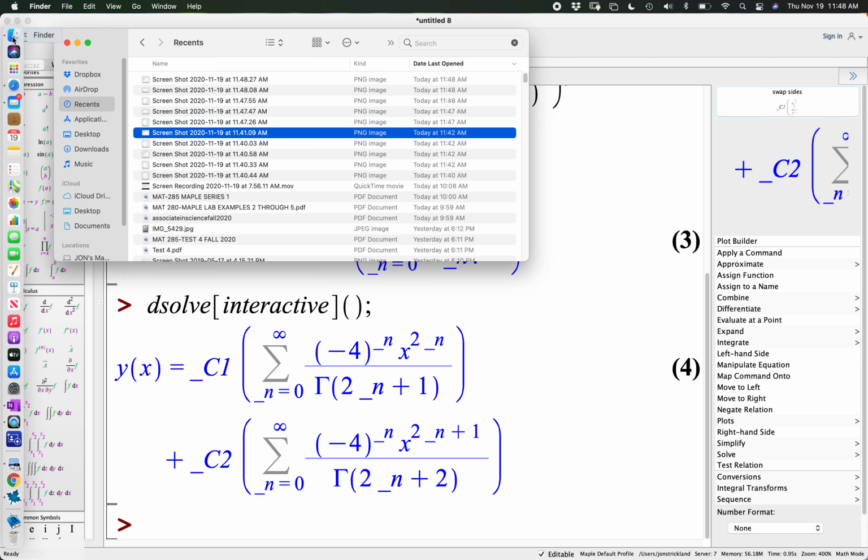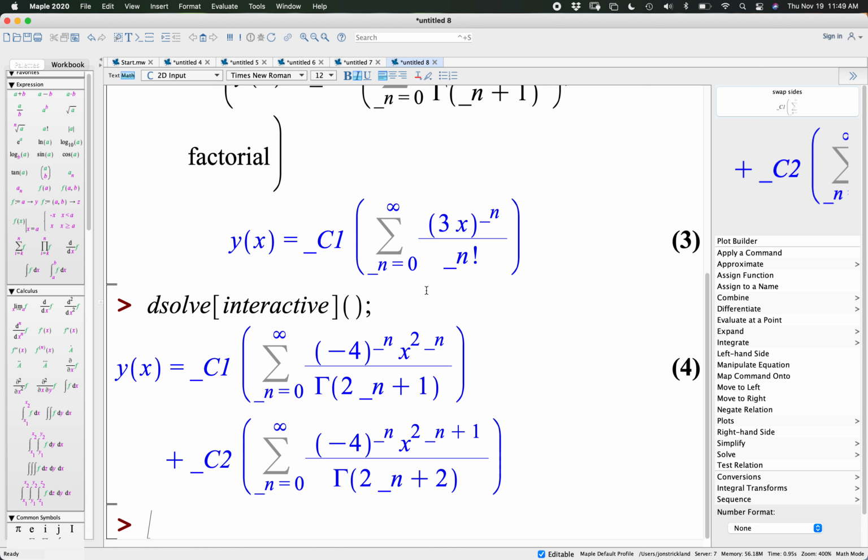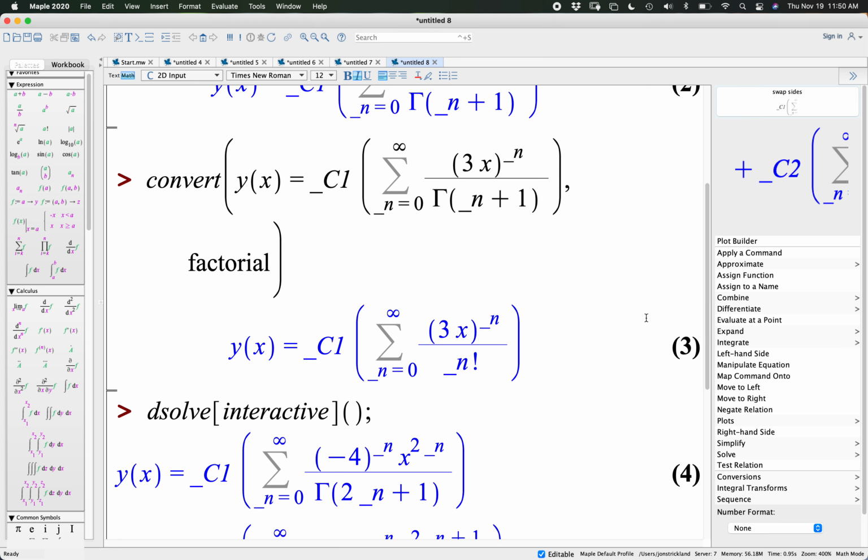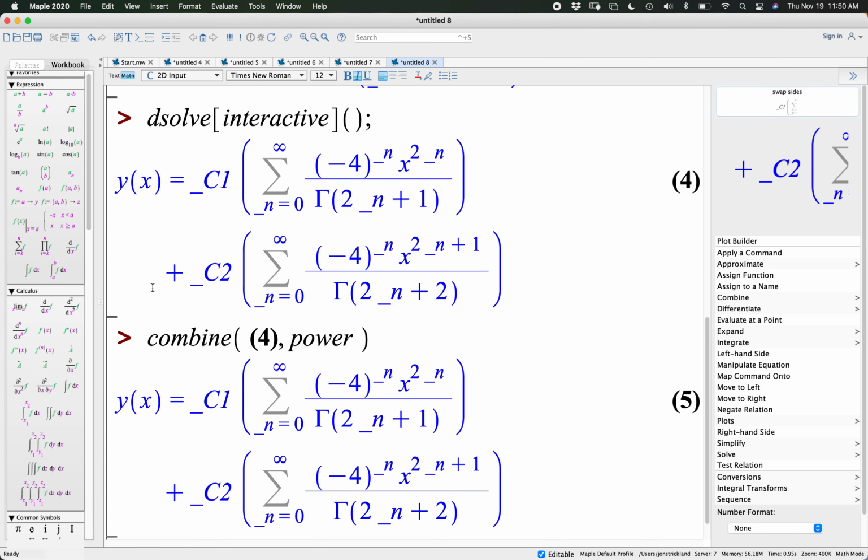Now looking at what we have, just making the adjustments. Like if I want to put this in factorial notation. First of all, if there are any powers to combine, okay, so we got this particular layout. So you don't have anything to combine, or let's see.